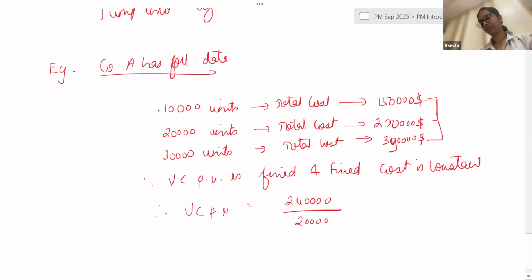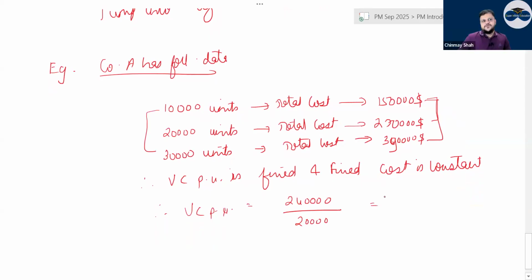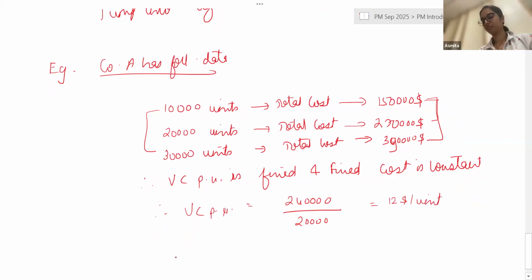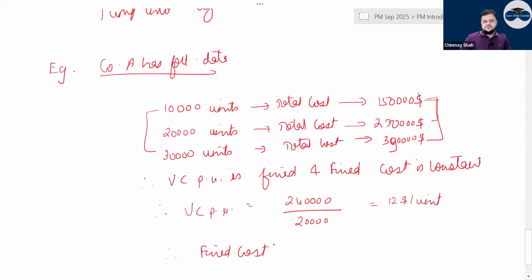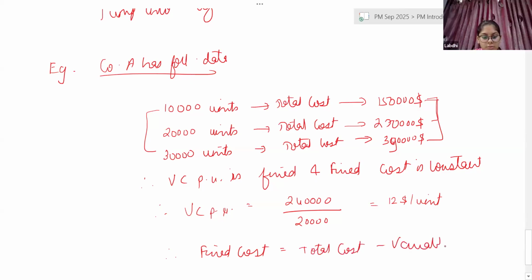And what is the difference between units? 20,000. How much is the variable cost per unit? 12. $12 आएगा क्या per unit? Therefore, how much is the fixed cost? बोलो. If you do it at 10,000 units, correct? So you have 10,000, right? So what fixed cost will be how much? The total cost that is there minus the variable cost. 30,000. Correct? 30,000.